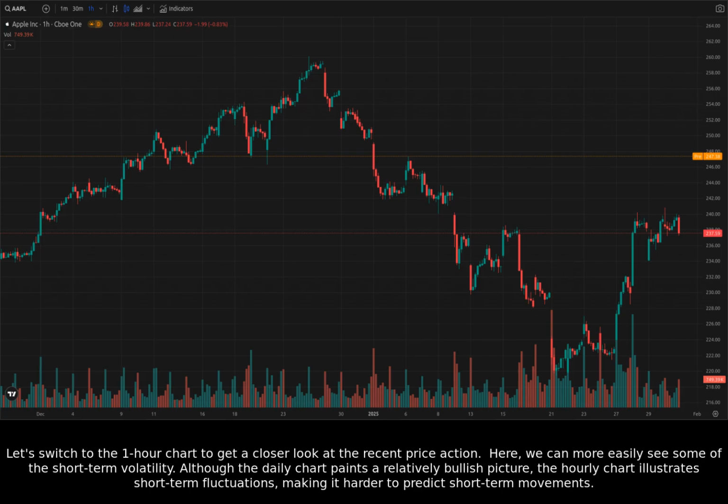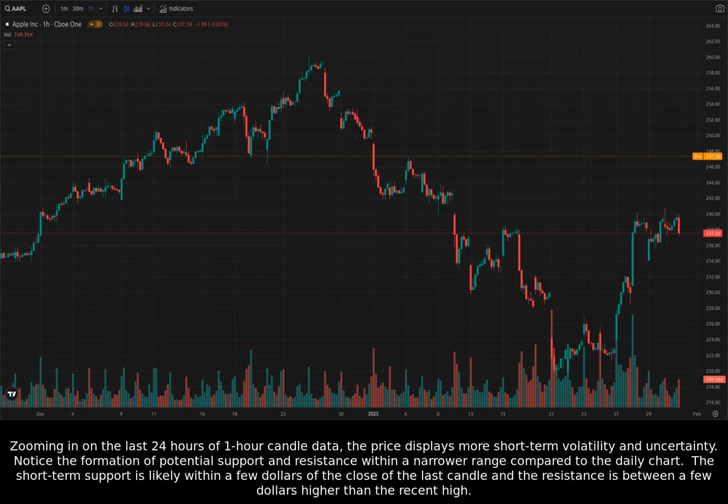Let's switch to the 1-hour chart to get a closer look at the recent price action. Here, we can more easily see some of the short-term volatility. Although the daily chart paints a relatively bullish picture, the hourly chart illustrates short-term fluctuations, making it harder to predict short-term movements. Zooming in on the last 24 hours of 1-hour candle data, the price displays more short-term volatility and uncertainty. Notice the formation of potential support and resistance within a narrower range compared to the daily chart.